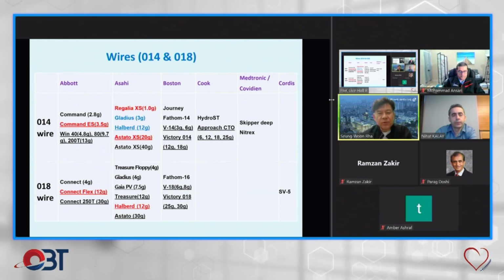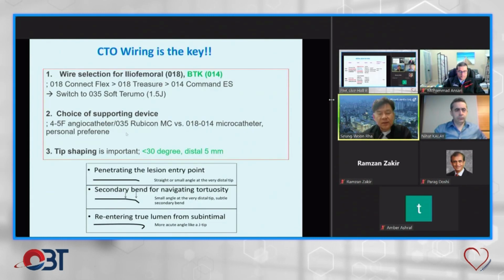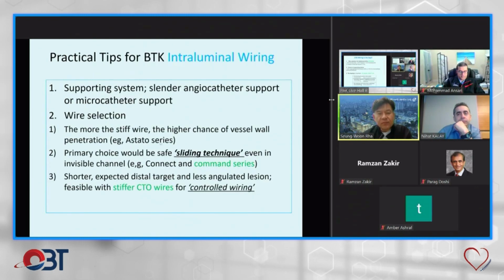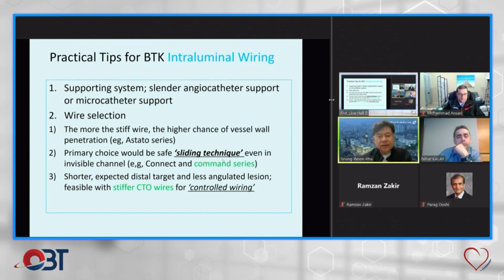For the sliding technique, the 3.5 gram Command ES series, or for some selective CTO wiring, I prefer to use the RSI wire series. The CTO wiring is the key for the stump, especially short segment CTO stumpless wire entering. For short segment navigation, the tip shaping is important. The sliding technique, Command series is good, but for the stiffer CTO, the RSI series, a stiffer wire, controlled wiring is important.